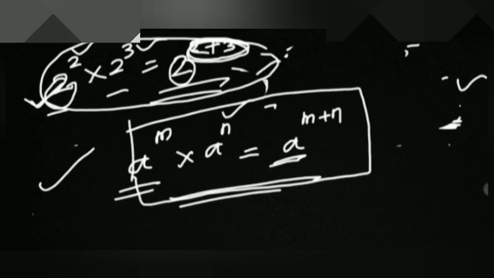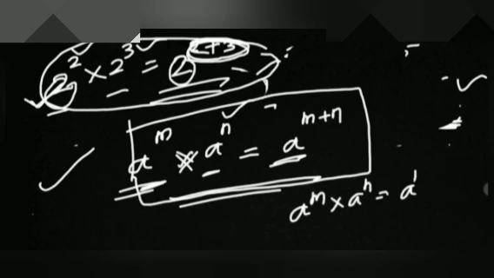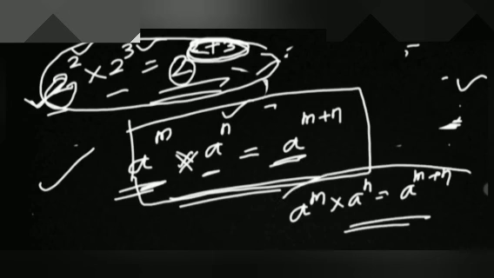This is a rule regarding the product of two exponents, isn't it? And what is that rule? A raised to m into a raised to n is equal to a raised to m plus n. You have to learn this rule by heart, no other way.